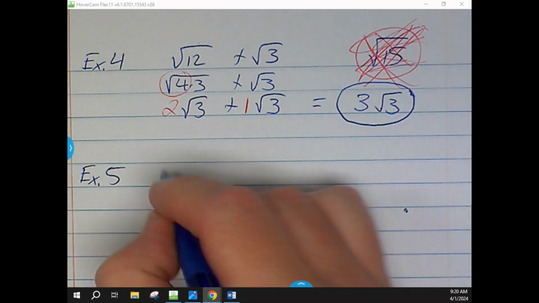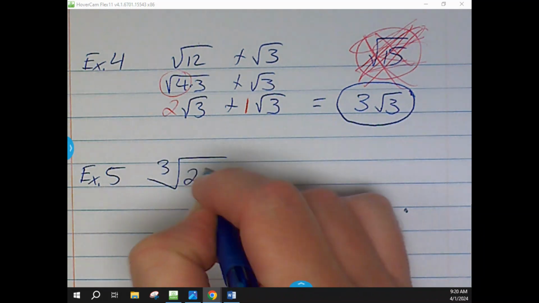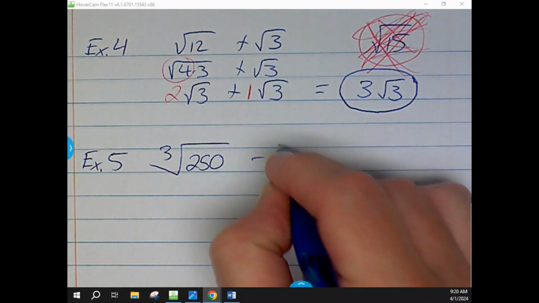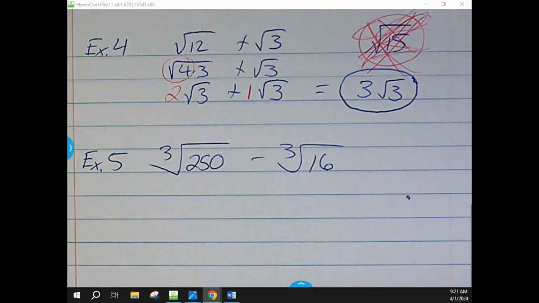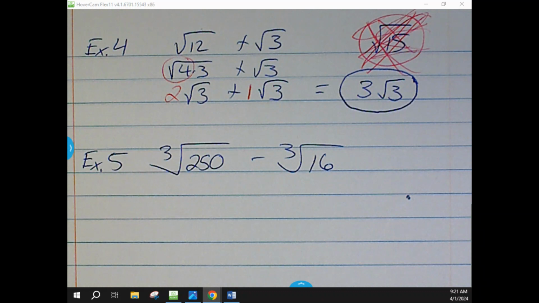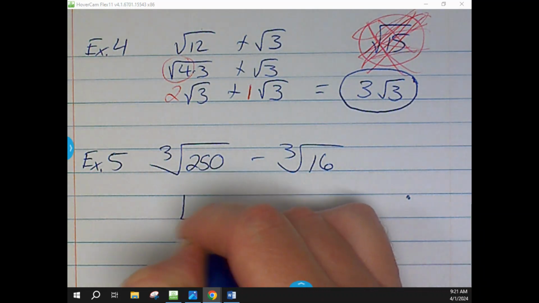So let's say you've got the third root of 250 minus the third root of 16. All right, and again, you can check these two to see if they're perfect radicals. They're not. So in this case, this is where we've got to break these two things down. I'm going to go stack method here on this one.